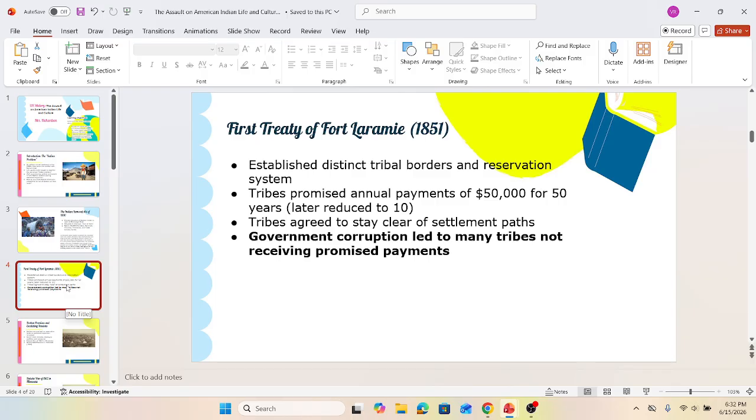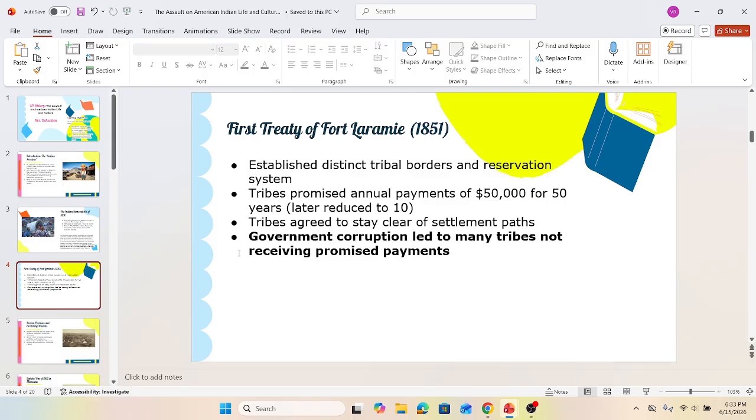The first Treaty of Fort Laramie took place in 1851, and it established distinct tribal borders and a reservation system for a group of Native Americans. Tribes were promised annual payments of $50,000 for 50 years, which was later reduced to 10 years, if they agreed to stay clear of settlement paths. So the government was clearing the way for American settlers to take chunks of Western land.